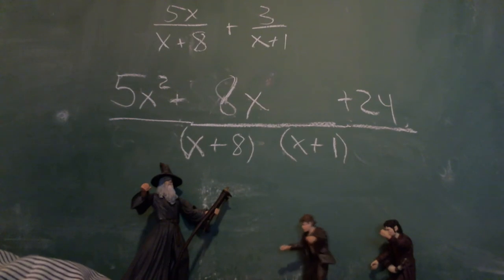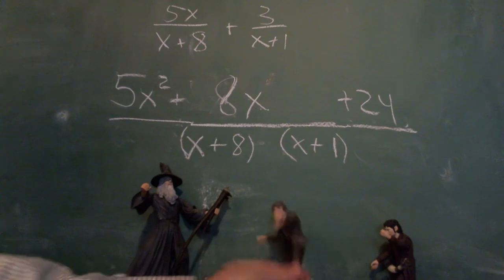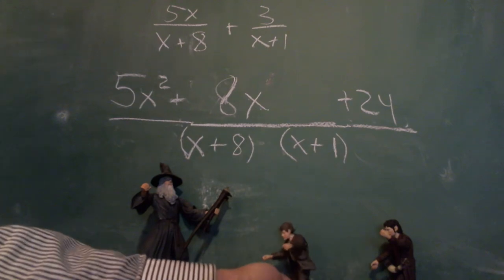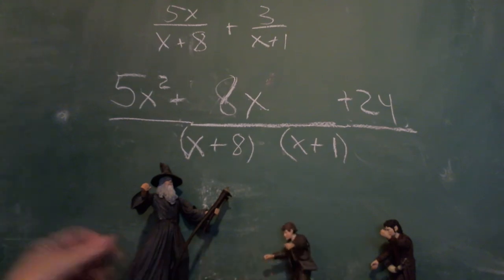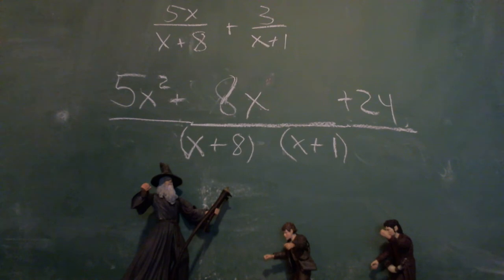Begging your pardon, Gandalf, is there a way to check that we did it right? Is there any way that we can use our calculator to check? Yes. Just put in x equals 7 or some other number like that into the original and your answer. See if you get the same number.